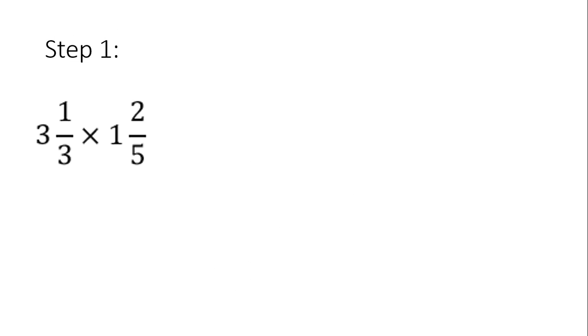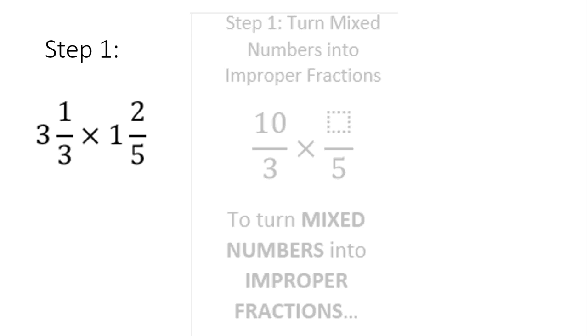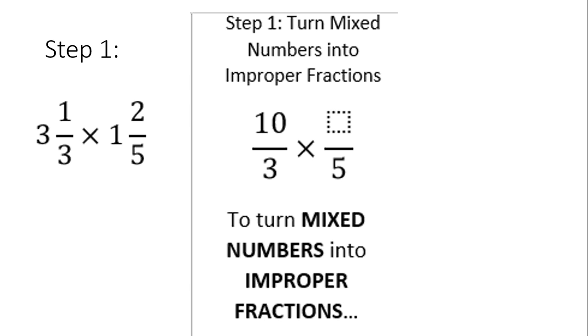Okay, so we start with this first step, and we have the mixed numbers. Remember, mixed numbers are a whole number, like in this case 3, and a fraction, in this case 1/3. So 3 and 1/3 times 1 and 2/5. Two mixed numbers there, we're going to multiply them and see what we get. So step number 1 says to turn the mixed numbers into improper fractions.